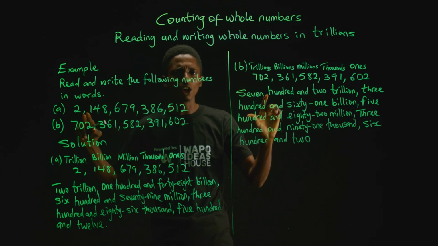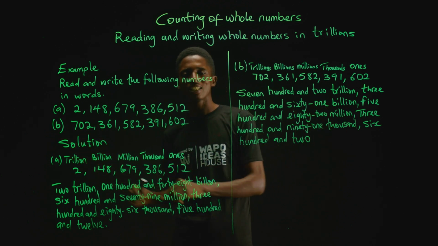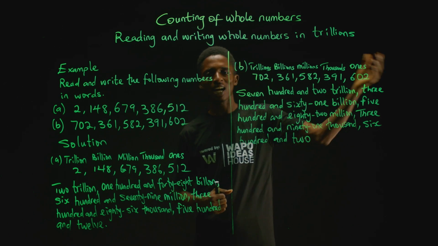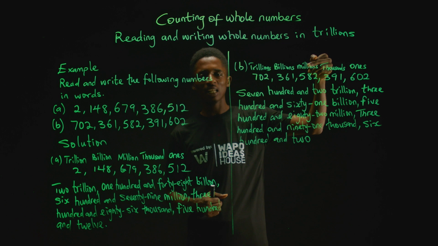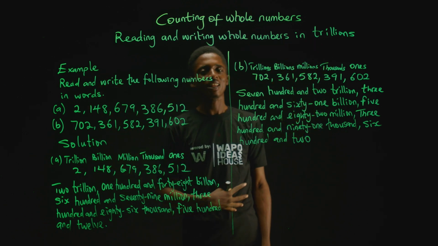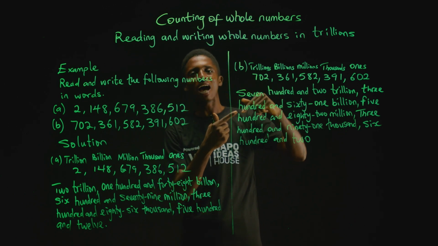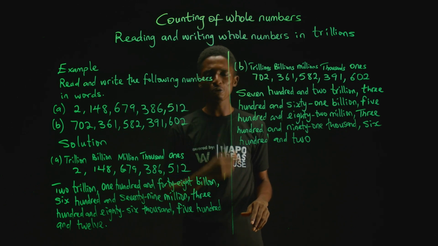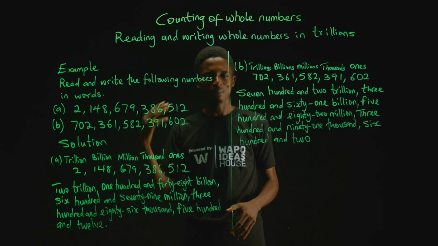First, write the number and group in 3, just as we have done in both cases. Then, you assign place value starting from the right: ones, thousands, millions, billions, trillions, and so on. Then, you read off the number in each category followed by its place value. With this simple step, you too can read and write any number in their trillions.